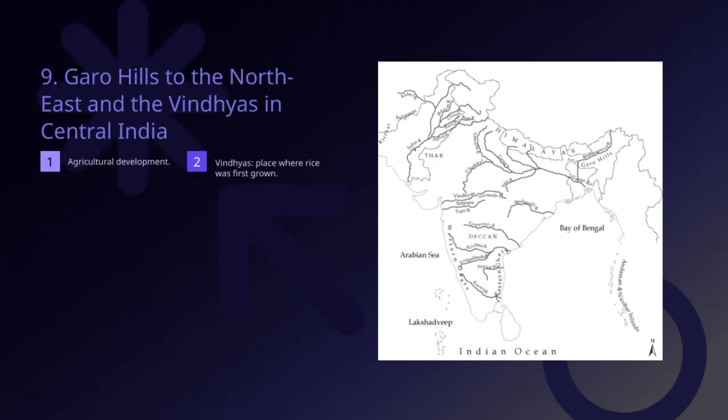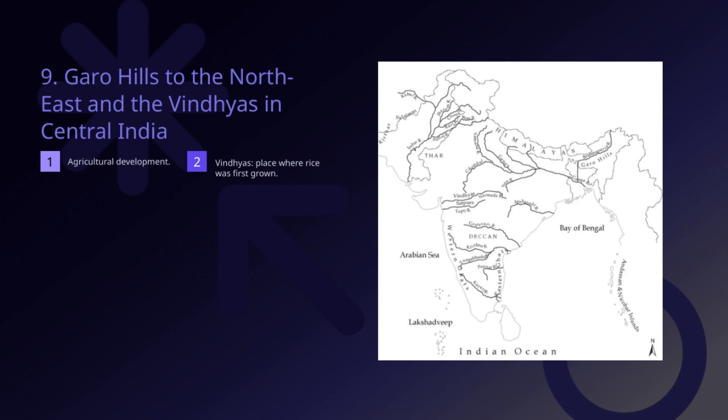Let's take a closer look at the Vindhyas, which is notably recognized as the place where rice was first cultivated. This highlights the region's importance in the history of agricultural development. Moving northeast to the Garo Hills, we see another significant area that contributed to early farming practices. The Vindhyas in central India, along with the Garo Hills, played crucial roles in the spread and advancement of agriculture in the region.